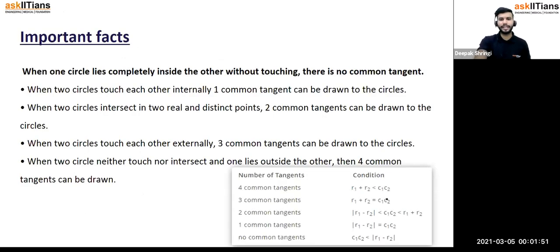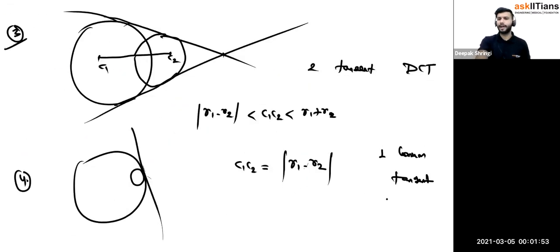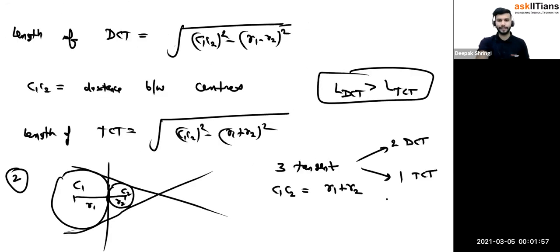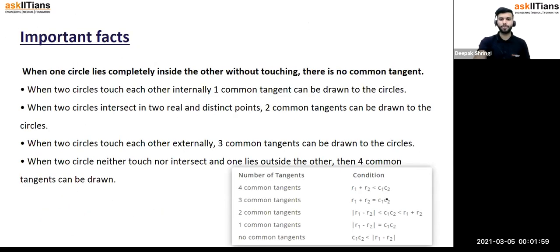Okay. Is there any case in which we can get zero tangents? Yeah. When one circle is completely inside the other circle, you will get no tangents, right? Okay. So let me just tell you about that now. So we have discussed these cases: 4 tangents, 3 tangents, 2 tangents, 1 tangent, and no tangent. And these are the conditions that I have also discussed, right?